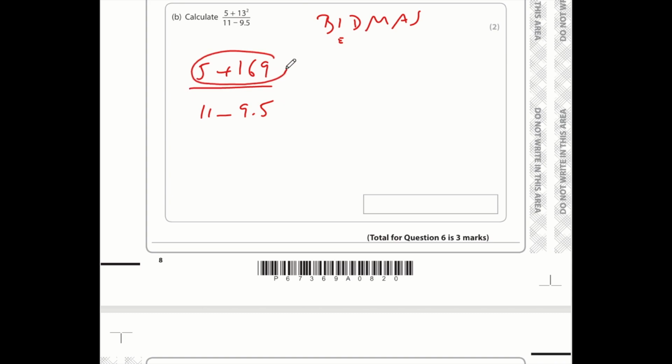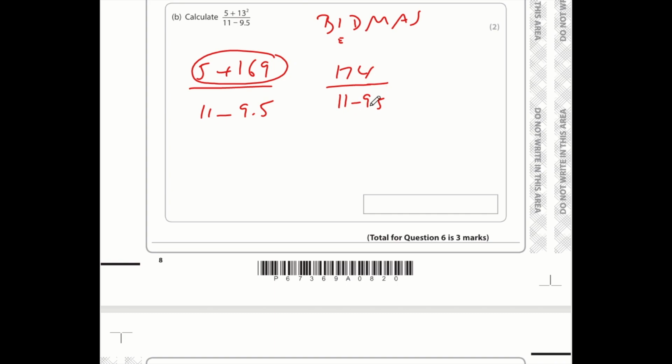Question 7, this is just a question about BIDMAS. So we don't have any brackets, but we do have indices, 13 squared. 13 times 13 is 169, so we can rewrite the question as 5 plus 169, and that's all over 11 take away 9.5. So what we need to do here, well, we do have adding and subtracting and division, but because this fraction line extends all the way from before the 5 to the end of the 169, that means we have to do this calculation first, and 5 plus 169 is 174.